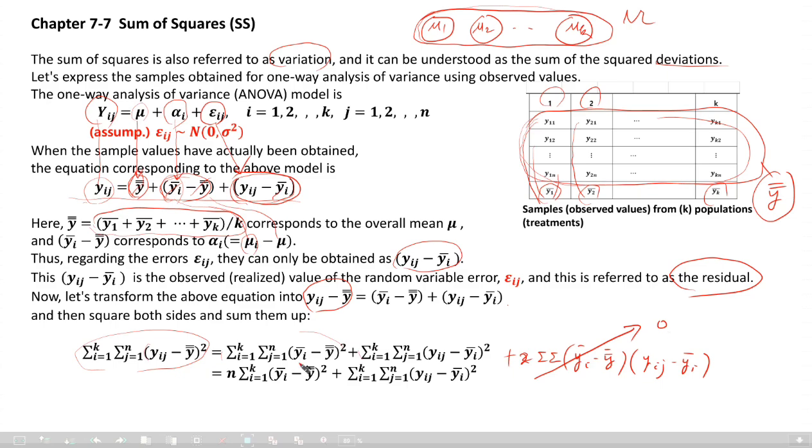Here, there is no subscript j, so it is n times this summation, right? You know that, I think. Otherwise, you will be in trouble. If you think it is very difficult to see why this one is n times the summation, then, as I said, you are in trouble. And the same thing here. Okay, next.